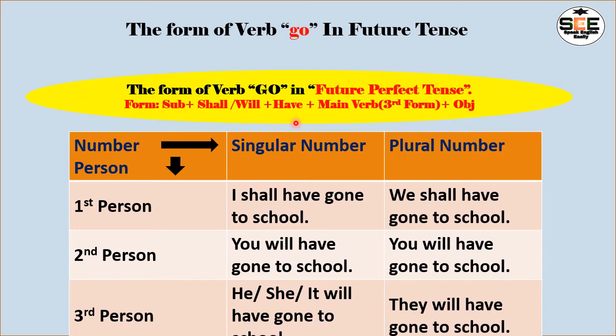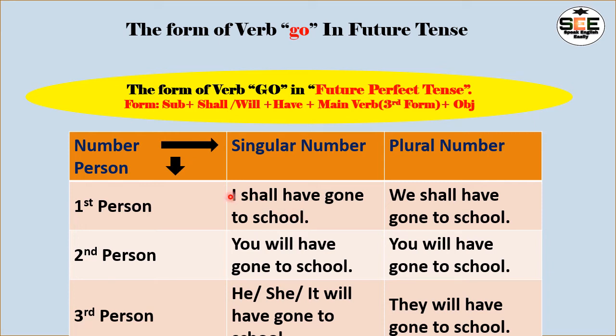Yes friend, here the arrow marking indicates number. So we definitely know about singular number and plural number, and the downwards arrow marking indicates person: first person, second person, and third person. Here in the first sentence, if we see first person, I shall have gone to school, right?